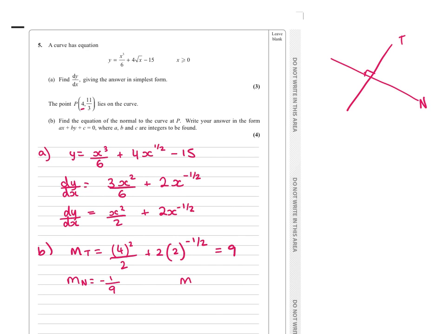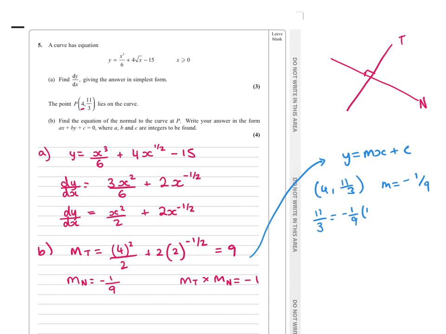Okay, how do you know you're right? Well, the gradient of the tangent multiplied by the gradient of the normal should equal minus 1. Okay, now you've got the gradient of the normal, minus 1 over 9. You have a point, you have a gradient, y equals mx plus c. So our point is 4 and 11 over 3, and our gradient is minus 1 over 9 because we want the normal. I'm going to substitute this in. So 11 over 3 equals minus 1 over 9 lots of x, which is lots of 4, plus c.